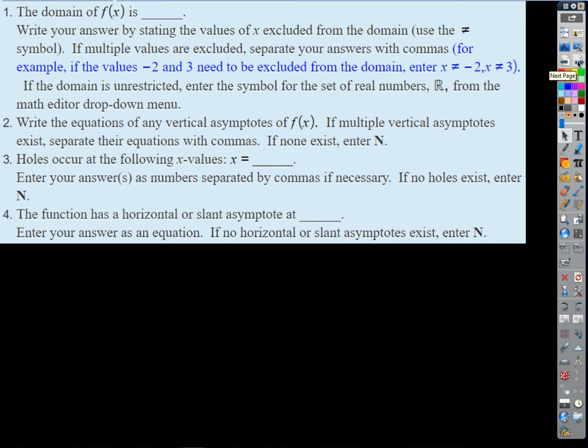Okay, and that's just what I wanted to remind you about. The thing I wanted to point out, on this one, you gotta be careful, make sure you're reading through. I made it blue, so it sticks out. If you have multiple values that are excluded from the domain on this kind of question, you have to enter it separately, like if there's 2 of them. If you have to exclude the values -2 and 3, you have to say x is not equal to -2, comma, x is not equal to 3. Make sure you get that format.